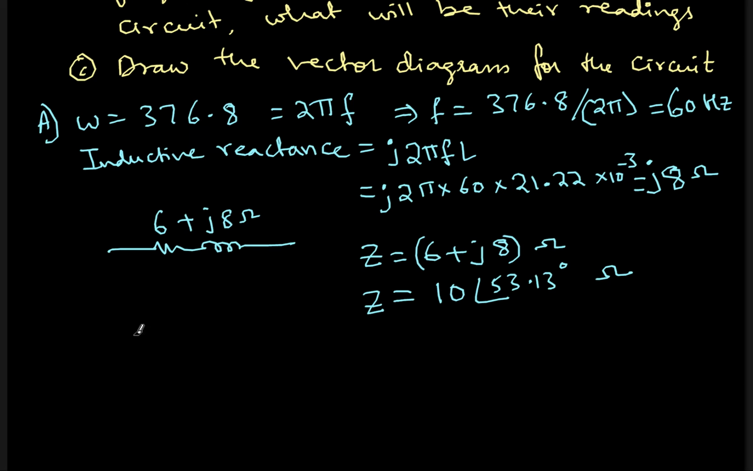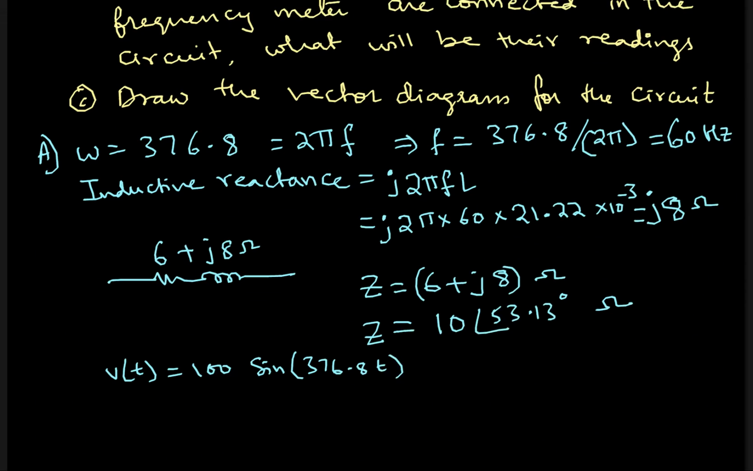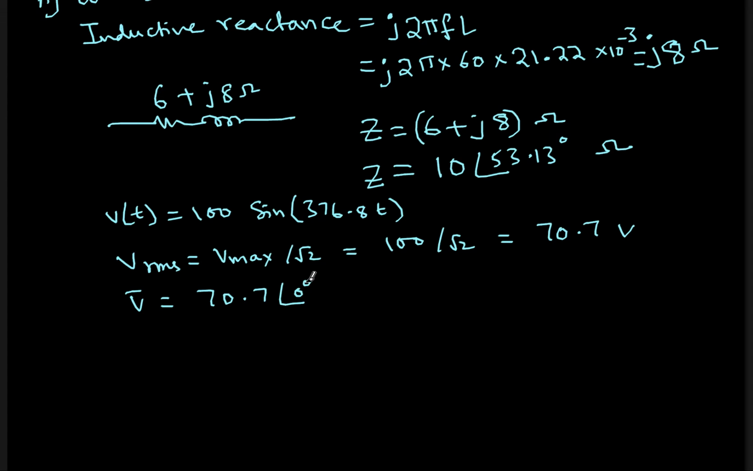Now what is the voltage? The given V of t is 100 sine 376.8 into t. This 100 is actually not the RMS value, this is the maximum value. Therefore V RMS will be V max divided by root 2. That will be 100 divided by square root of 2, which is 70.7 volts. Now I want to express V as a complex number. This is 70.7, angle 0 degrees because phase information is not given. In fact, phase is 0.